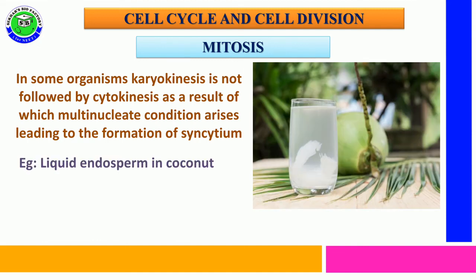The best example of syncytium is the liquid endosperm in coconut. The coconut water is nothing but liquid endosperm, and this liquid endosperm is composed of many nuclei along with cytoplasmic content. But during maturation, every nucleus synthesizes a cell wall around itself, and then it becomes the solid coconut or solid endosperm. But the liquid endosperm is an example of syncytium because it consists of a multinucleate condition.